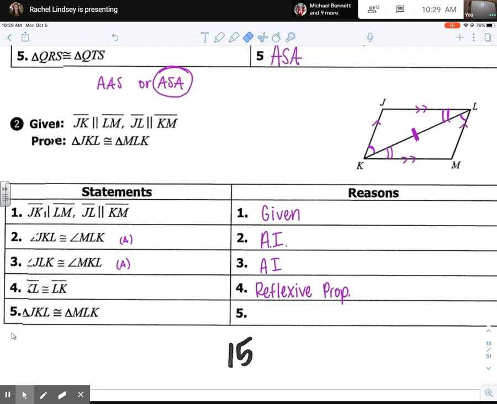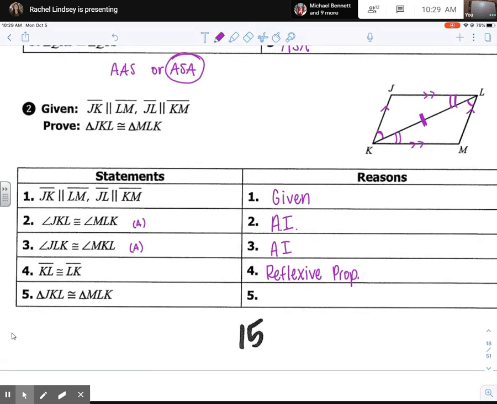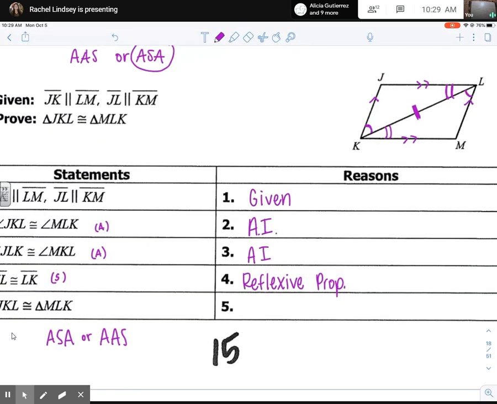So now how would I know those two triangles are congruent? I have either angle side angle or angle angle side, because I have two angles and a side. Angle, side, angle. So I have an angle, then I have a side, then I have an angle. Angle side angle.